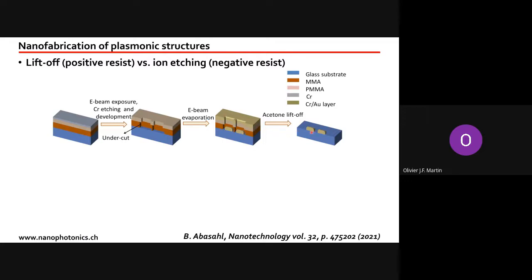And then we do what we call lift off. It means we just put the entire sample in acetone and the photoresist is going to be dissolved and the nanostructures will just remain where they were written.